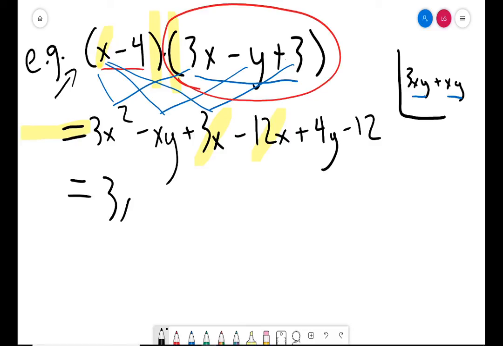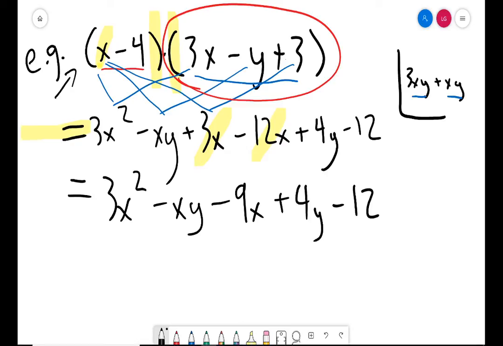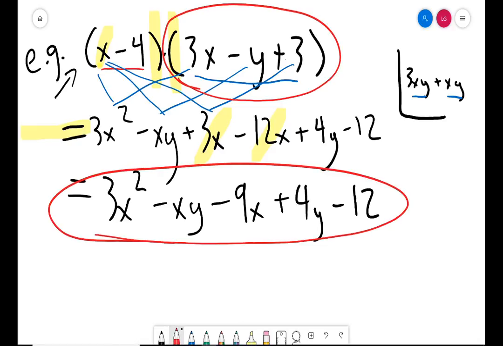So 3x squared is just coming along. It doesn't combine with anything. Minus xy is also coming along. Doesn't combine with anything. The 3x and minus 12x do combine to minus 9x. Plus 4y doesn't combine with anything. And the minus 12 doesn't combine with anything. And therefore, we've executed all of the multiplications, additions, subtractions. There are no divisions in this case that are relevant. We've done all that we can. So we would say, in general, that this one is, in fact, simplified.